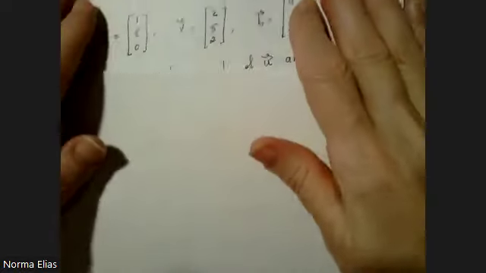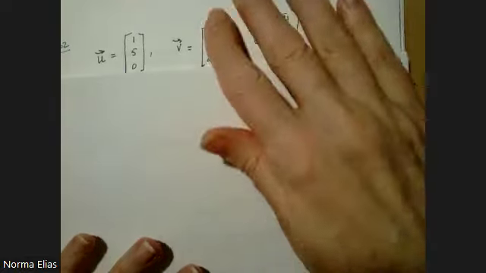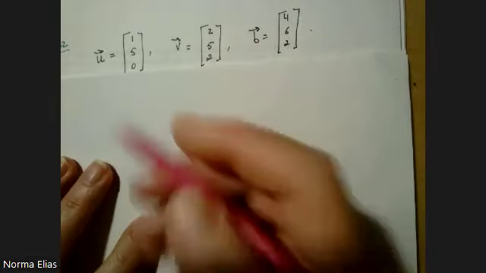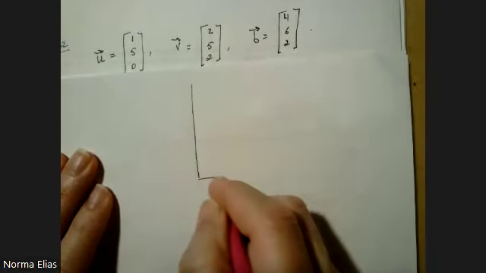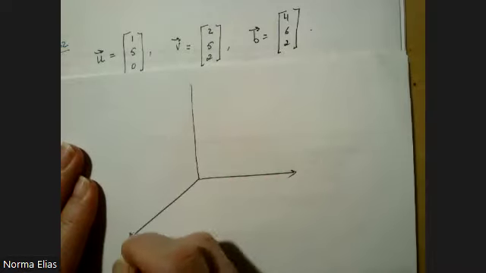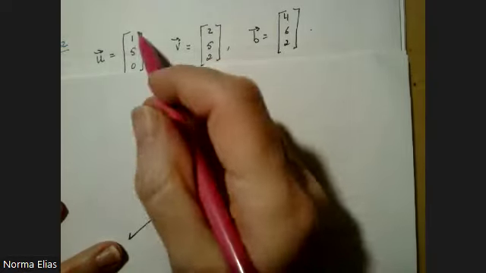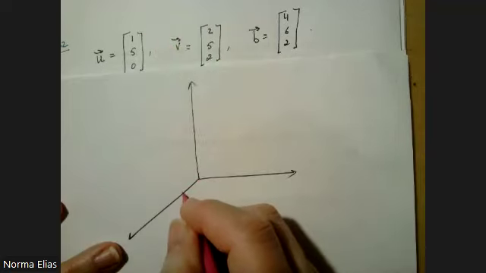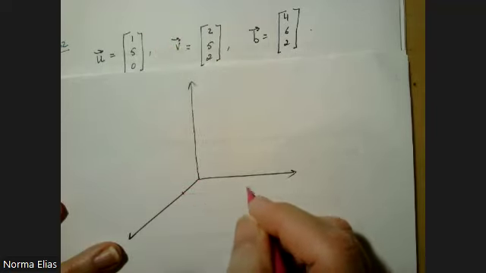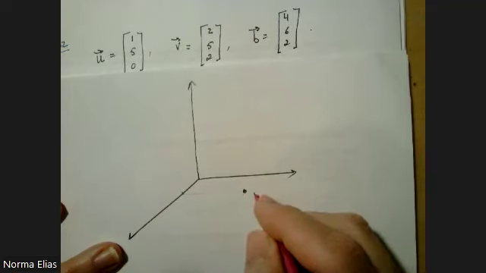Okay, let's see how we can visualize this situation geometrically. Here we are. These are my vectors. I'm going to try to draw them the best I can in R3, and then I'm going to let you think about it a little bit. U is 1, 5, 0. So that's 1 from here, 5, so this is my vector here. That's my U.